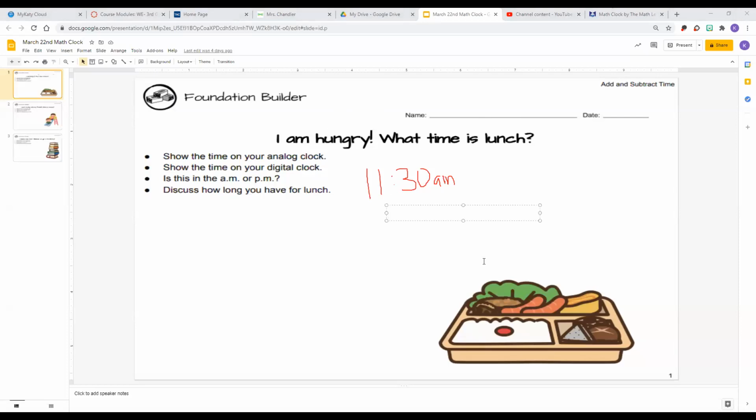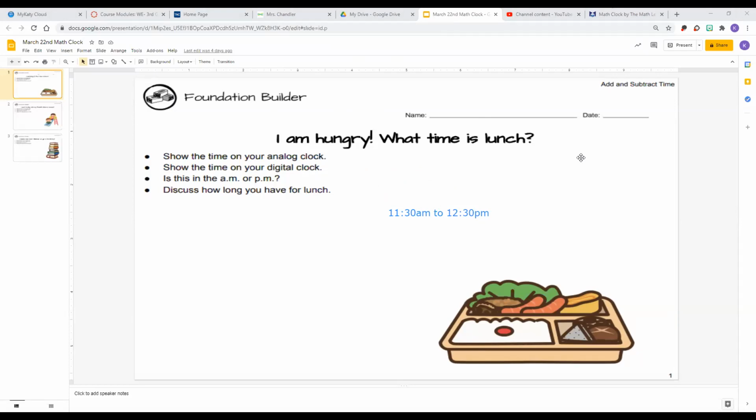So if we have from 11:30, hold on, let me type it. If we have from 11:30 a.m. to 12:30 p.m., how long do we have for lunch? We have 11:30 a.m. I know what you're gonna ask. I said the answer. 11:30 a.m. to 12:30 p.m. How long do we have? How long do we have for lunch?